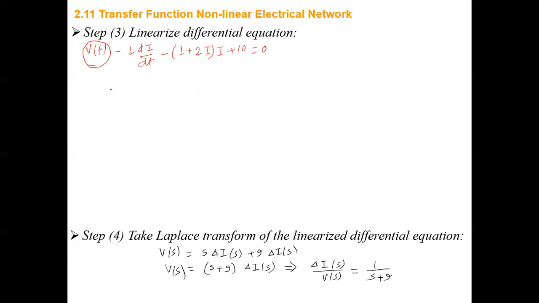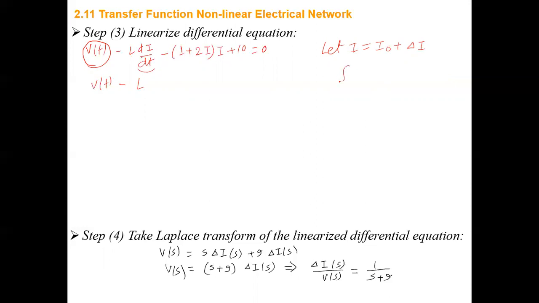So B(t), you simply write B(t) here. How do you linearize L di over dt? L is L, right? How do you linearize this di over dt? So your I is what? Let I equal I0 plus delta I. How did I say that?